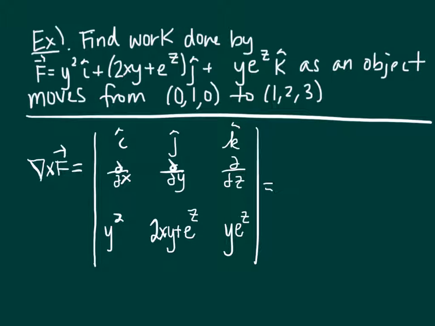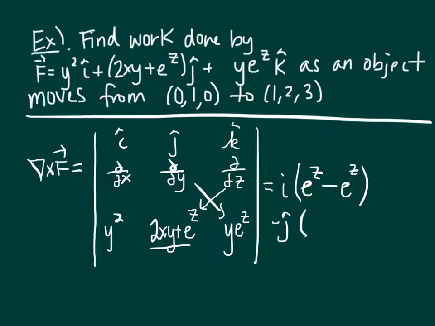If we want to see the curl of this particular vector field, we'll start with the i component. I'm going to take the partial of this with respect to y, so that's just e to the z, minus the partial of this with respect to z, which is just e to the z. So my i component is 0. Then we do j and k, just for the sake of space, down below. For my j component, I take the partial derivative of this one with respect to x, that's just 0, minus the partial derivative of that one with respect to z, so that's also 0.